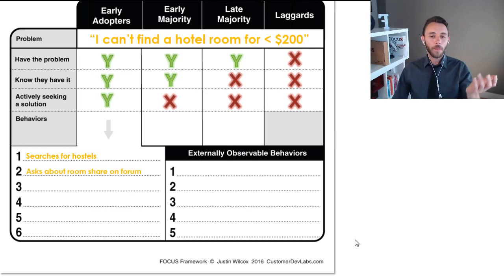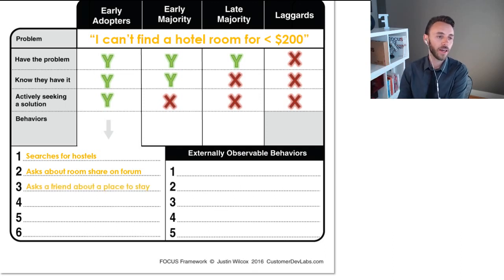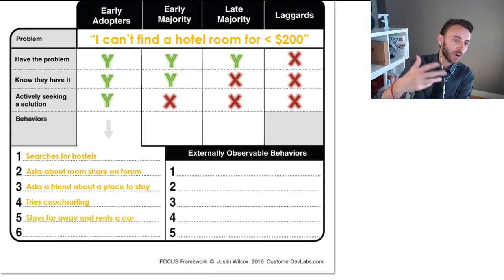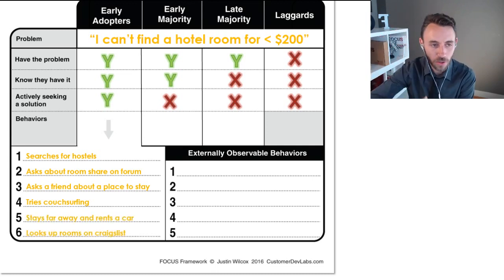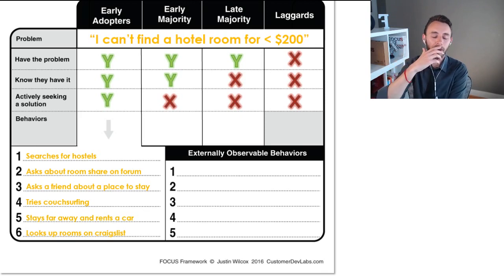Okay, so some of the different examples we had of problems. There were some great ones here that our friend had. I'm going to list some other ones in terms of asks. About room share on forums, which is exactly what our colleague had written up. Ask about friends' places to stay, again, another great example. Tries couch surfing, stays far away, etc. So your students are going to brainstorm all of these behaviors of their target customers, their early adopters.